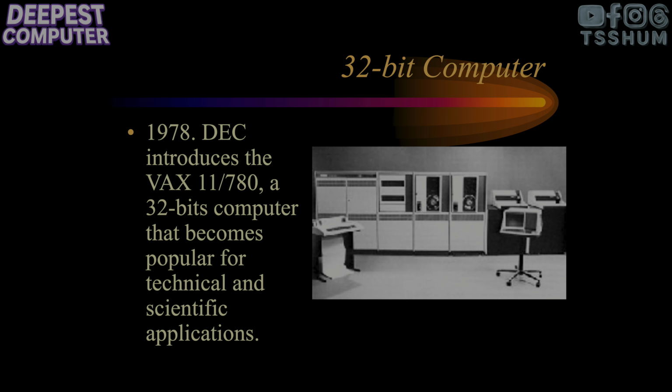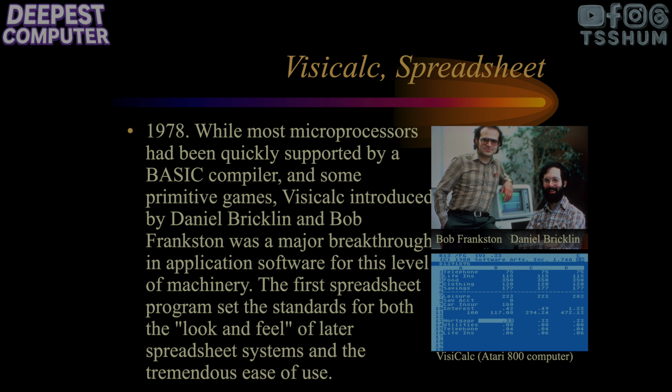DEC introduced the VAX 11/780 in 1978. This 32-bit computer became very popular for technical and scientific applications. VisiCalc, the first spreadsheet program, was a major application software breakthrough in 1978, created by Daniel Bricklin and Bob Frankston.